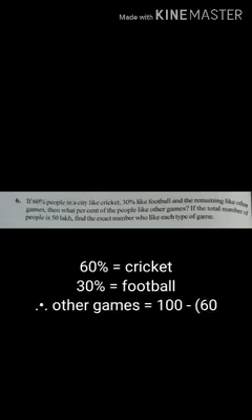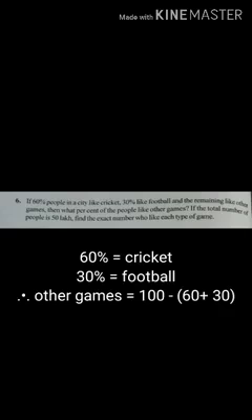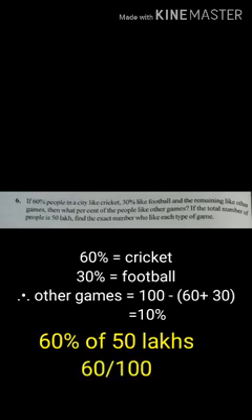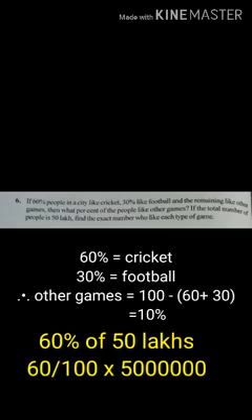And in this question here, 60% people like cricket, 30% like football. 60 plus 30 gives you 90. So out of 100, 90 are known. So how much is remaining? 10%. So those 10% like some other game. And here the total number is also given, that 50 lakh is the total number of people. So this is easy. You have to calculate 60% of 50 lakh. 60 upon 100 multiplied with 50 lakh. You'll get a number. That is, cricket loving people. Similarly find out 30% and 10%.